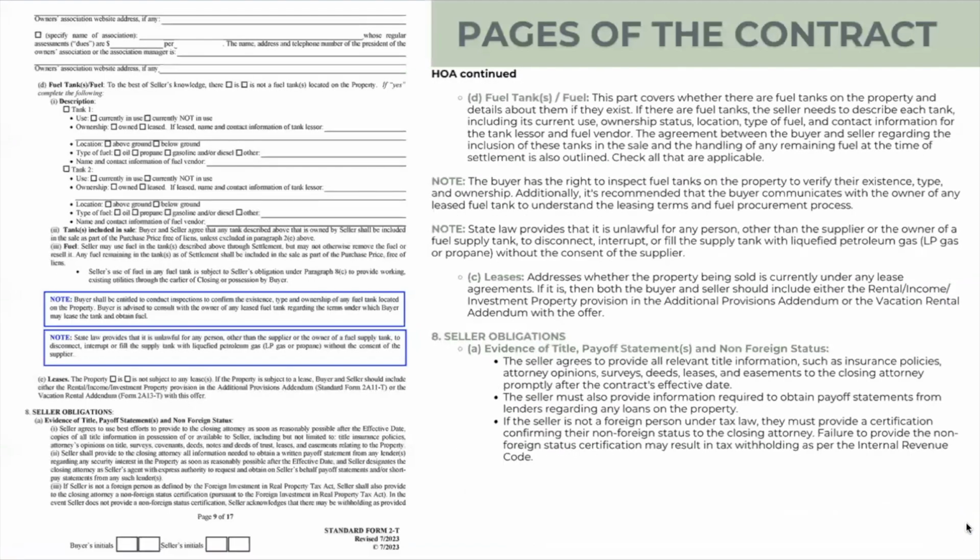Fuel tanks or fuel. So this covers whether there are fuel tanks on the property and details about them if they exist. If there are fuel tanks, the seller needs to describe each tank, including its current use, ownership status, location, type of fuel, and contact information for the tank lessor and fuel vendor. The agreement between the buyer and seller regarding the inclusion of these tanks in the sale and the handling of any remaining fuel at the time of settlement is also outlined.